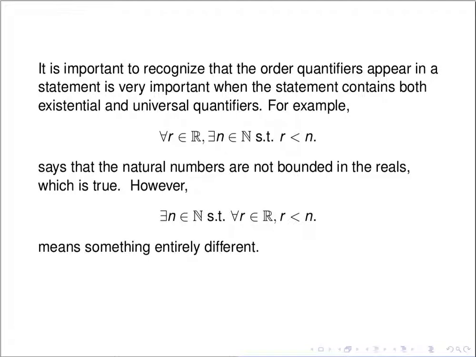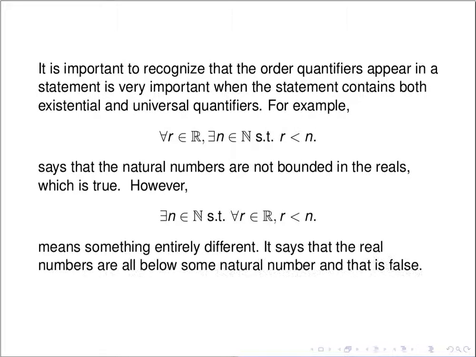On the other hand, if you were to reverse the order of the quantifiers, you'd get the statement there exists n in the natural numbers such that for all r in the real numbers, r is less than n. And that means something entirely different. If you think about the meaning of that, it says that the real numbers are all below some natural number. It's saying that there exists a natural number so that all real numbers appear below that natural number. And that's clearly false. That's not a true statement. So it's really important to pay attention to the order of the quantifiers in a mathematical statement, because changing the order in some way will change the meaning of the statement.